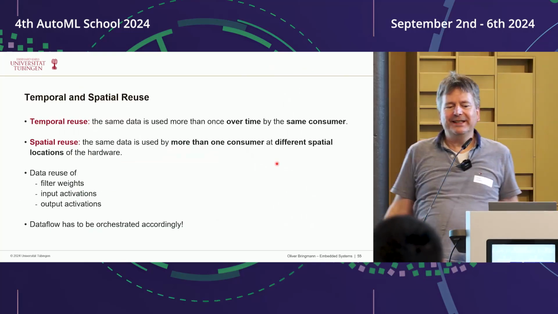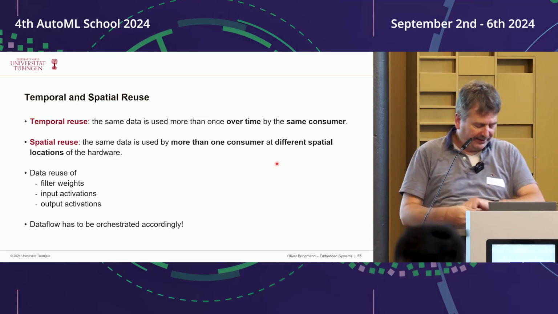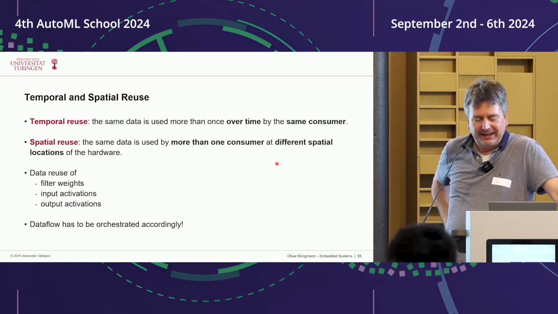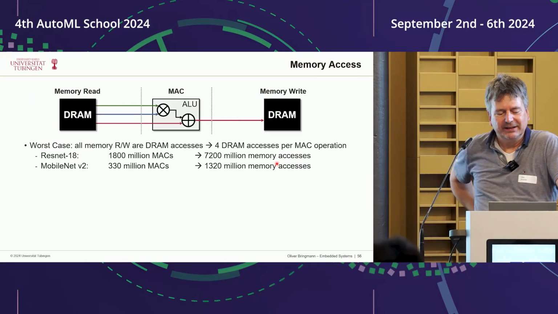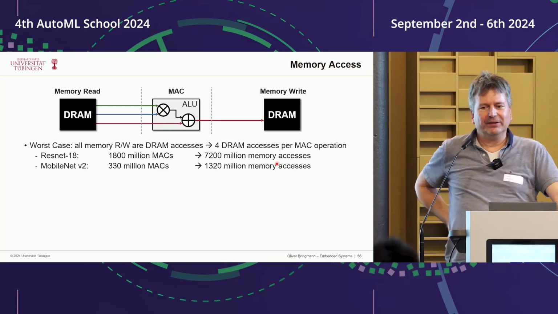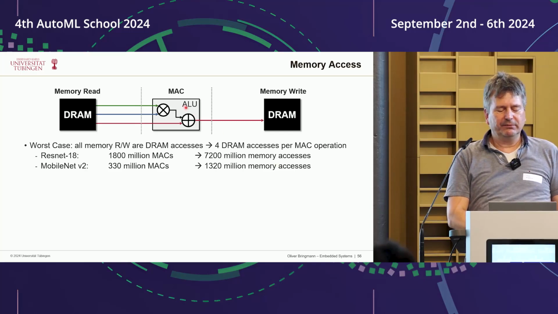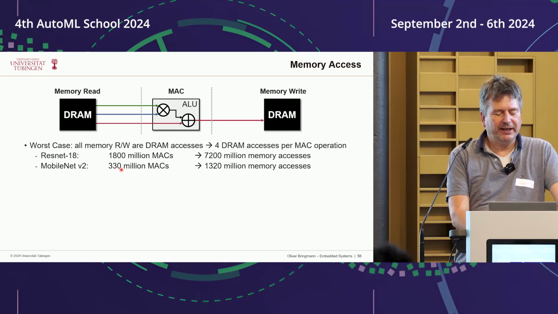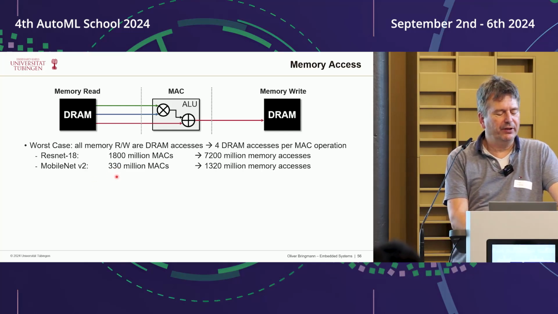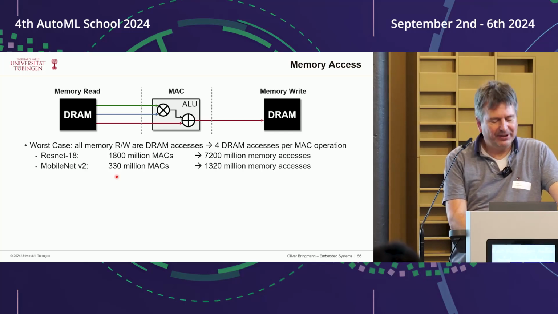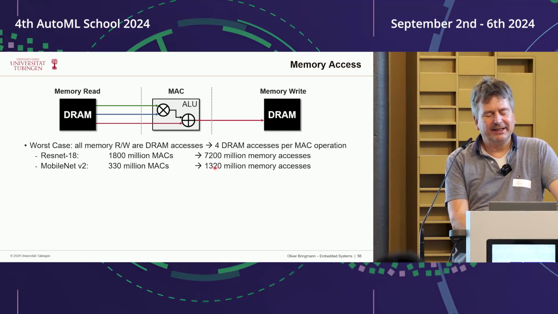So now, reusing the data: how we can orchestrate temporal and spatial reuse. Let's start with, of course, memory accesses. We learned that memory accesses are expensive, but we somehow have to calculate the data. We see, in ResNet 18, for example, we have 1,800 million MACs. In MobileNet, we have 330 million MACs. And that will result in that number of memory accesses if we don't do anything.